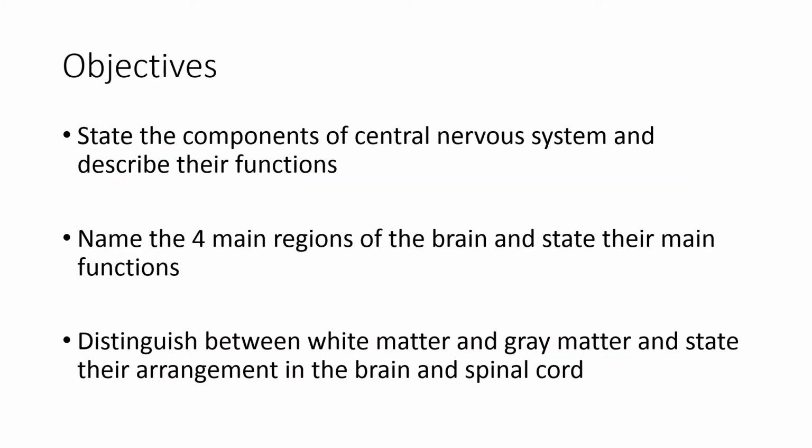Your objectives for this video are to state the components of the central nervous system and describe their functions, to name the four main regions of the brain and state their main functions, and to distinguish between white matter and gray matter and state their arrangement in the brain and spinal cord.